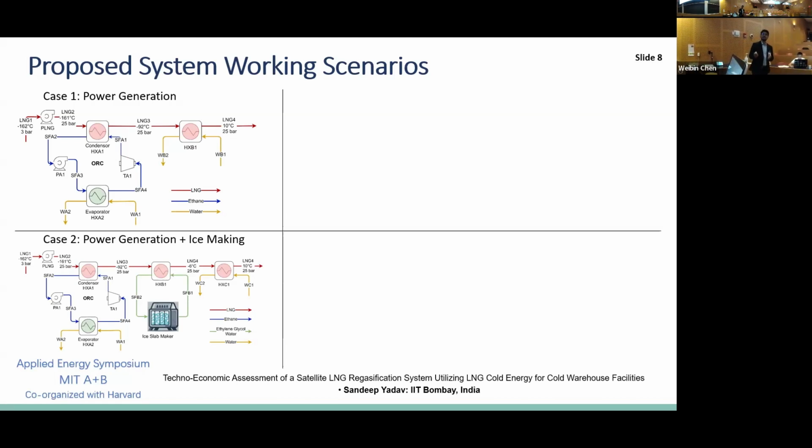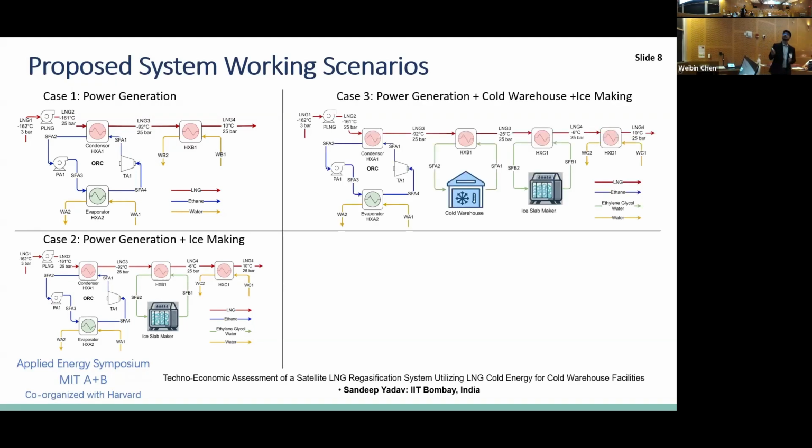In case 2, that is power generation plus ice making, the remaining amount of the cold energy is utilized for ice slab making. The rest of the system works the same, and when we can't utilize that high temperature energy, we just discard it into the seawater. Now in case 3, from around minus 92 degrees Celsius, we are dividing it into two different applications. One is for the cold warehouse and the remaining amount of energy for the ice making. This is to decrease the temperature difference and to increase the system's efficiency.